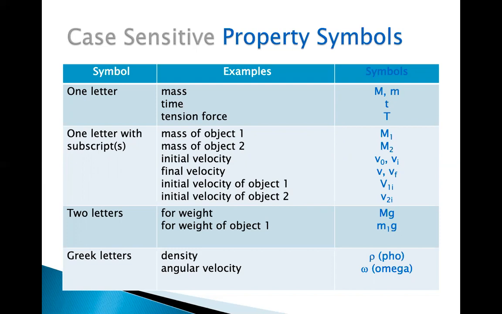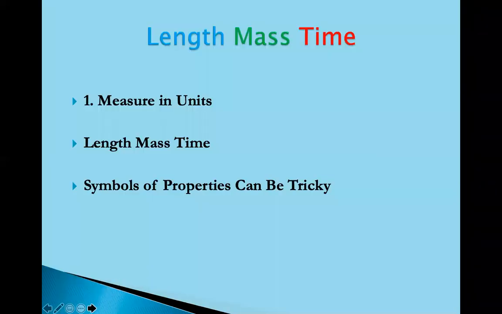It is very useful that you get familiar with this system. So when you see these symbols, you need to go back and know what they actually represent. For example, mg represents weight, and m1g represents the weight of object 1. Rho in an equation represents density, and omega represents angular velocity. So these are the most basic ones. That's where we get started.